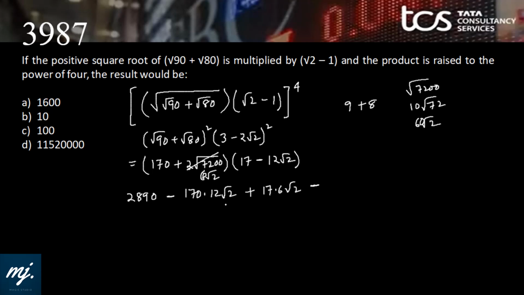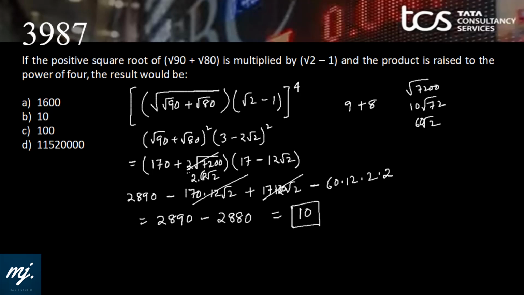Sorry, this is 60. And where goes the 2? So 2 into 60 would be 120. This portion is only 60 root 2. And then 60 into 12 into root 2 into 2 is 2. So we can see that these two are cancelled out. Correct. 60 into 12 into 2 into 2 will give 2880. That would be equals to 10. Option B fits in.